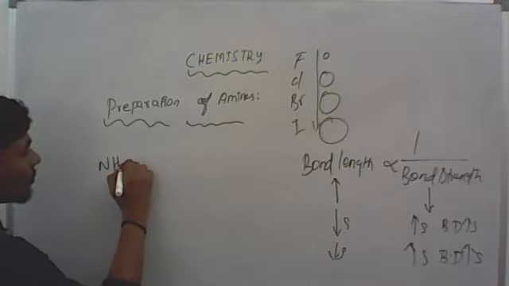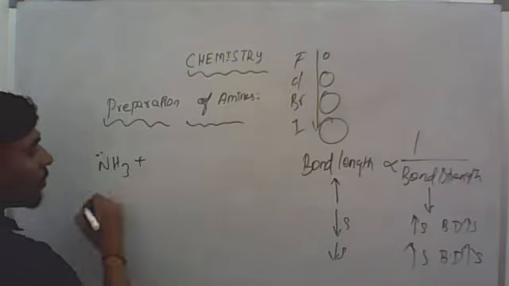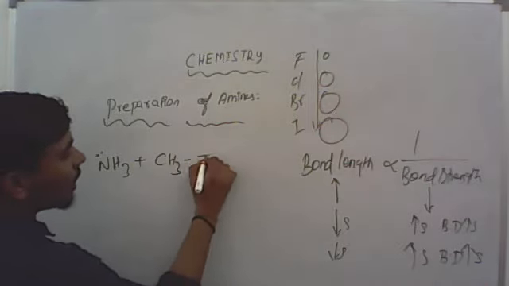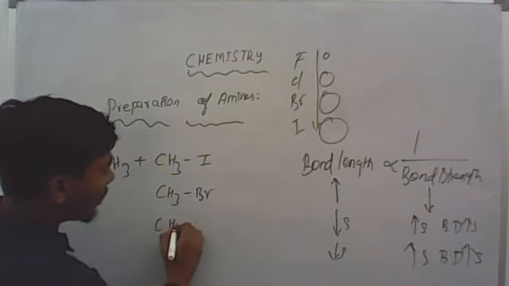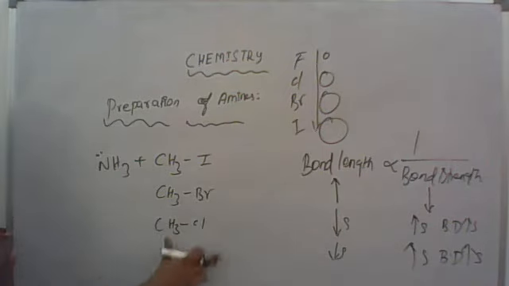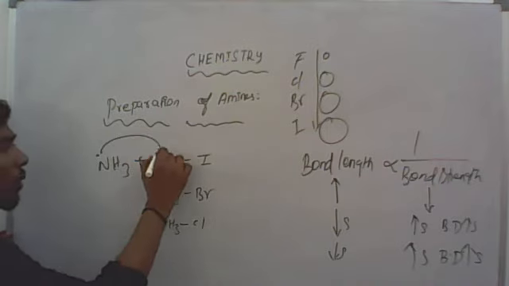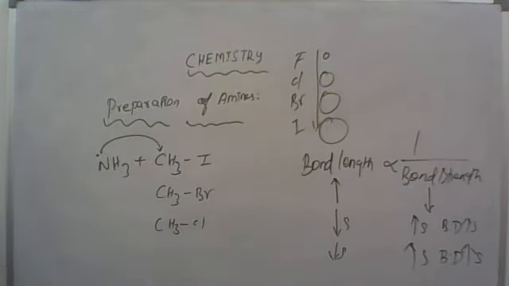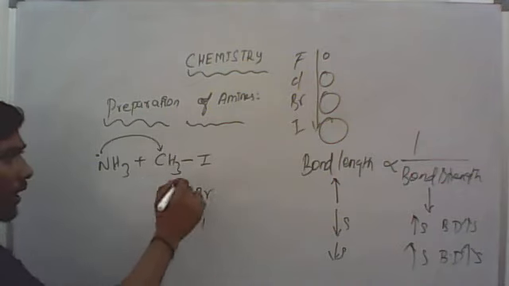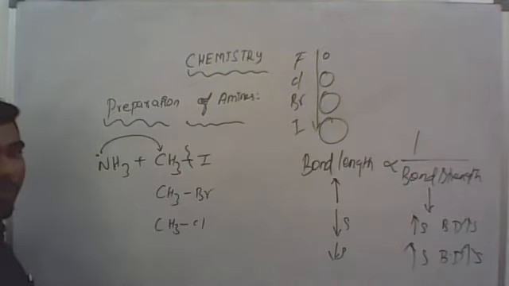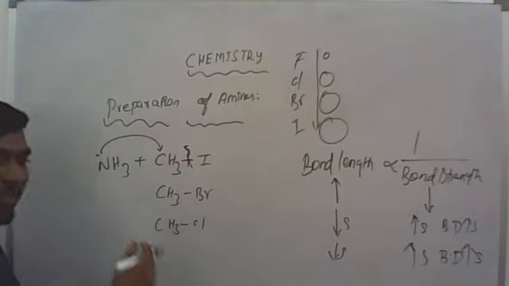In the first step, ammonia and methyl iodide. I am writing C here, methyl bromide and methyl chloride. So I am taking three different alkyl halides. If ammonia approaches the carbon, in methyl iodide the bond dissociation energy is very low, so the bond can easily break with a small amount of energy.